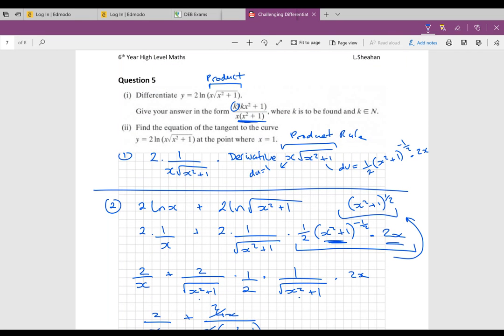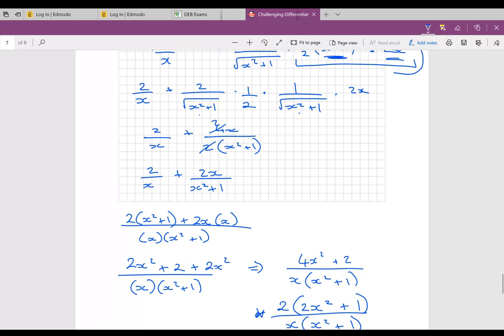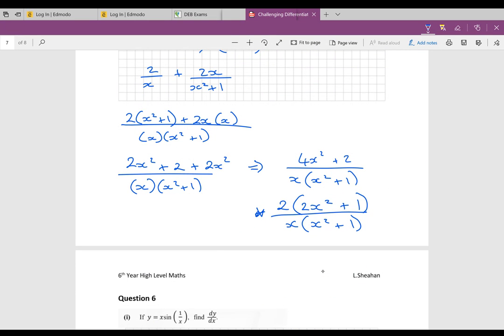Okay, I will put this, because I have some technical difficulties here. I will put find the tangent of the equation to the curve, okay, at the point y is equal to 2 ln x root x squared plus 1 at the point x is equal to 1. So I'm subbing 1 into this equation here, okay, at x is equal to 1.